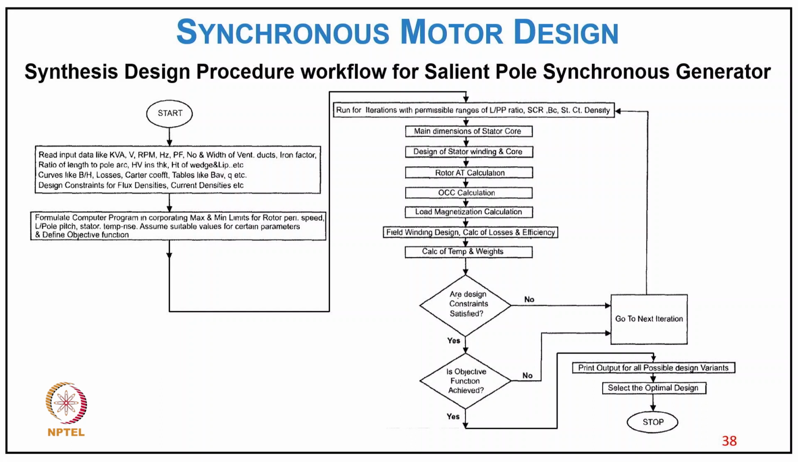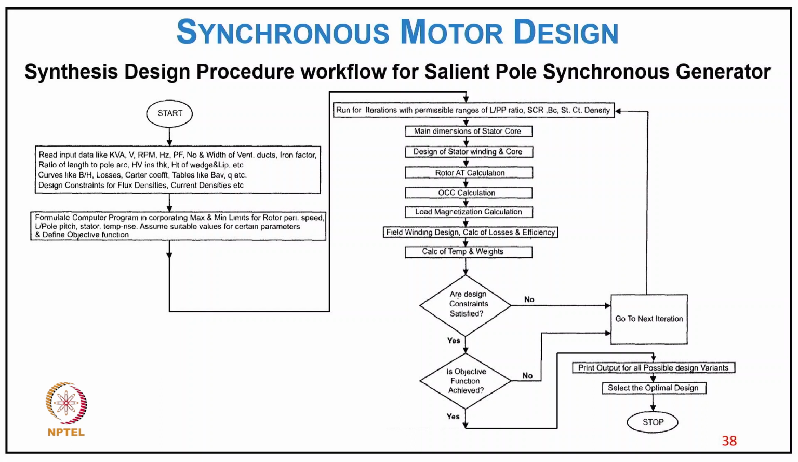Then speed, L top, pole arc, temperature rise: assume suitable values of the certain parameters, define the objective function, and run the iteration with the permissible range of these variables. Then calculate the main dimensions of the stator core, design of stator winding, core, rotor ampere turns, open circuit characteristic calculation, load magnetization calculation, field winding design, calculation of losses, calculation of temperature and weight.